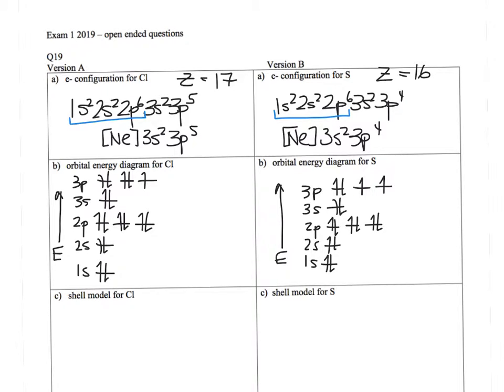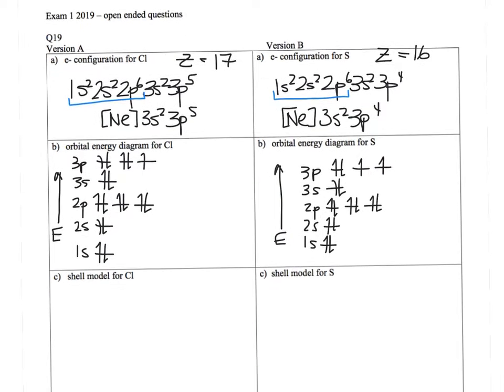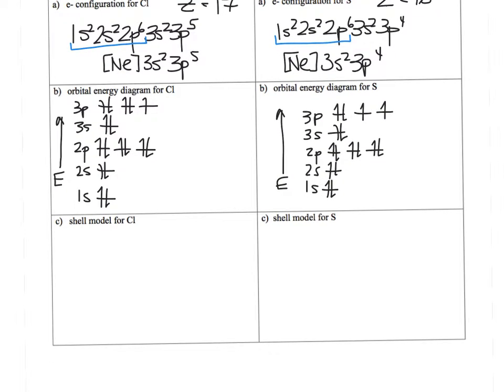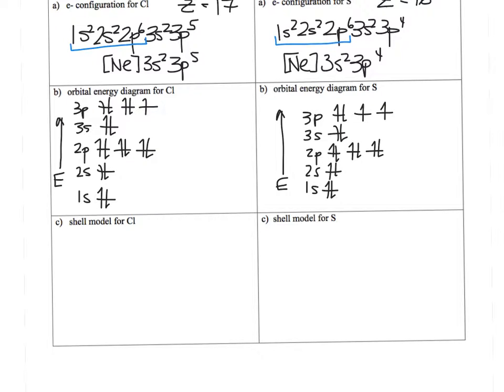So finally, the question asked for the shell model for either chlorine or sulfur. And it is the case that you have to know all the pieces that need to be present for a shell model. So the first thing that a shell model needs to show is the nuclear charge. So for chlorine, that's going to be 17. For sulfur, it's 16. So we need to be able to show how many protons are attracting the electrons in this system. The second thing is the shell model shows every shell.